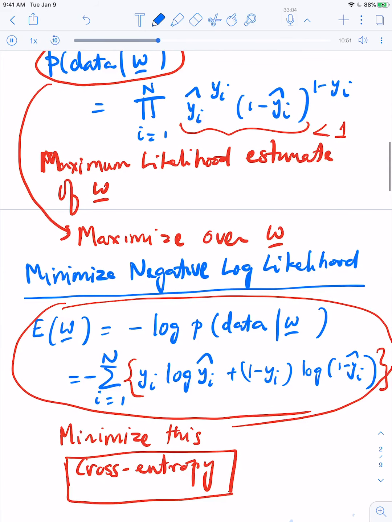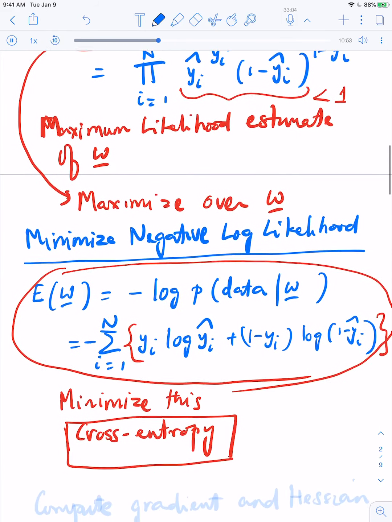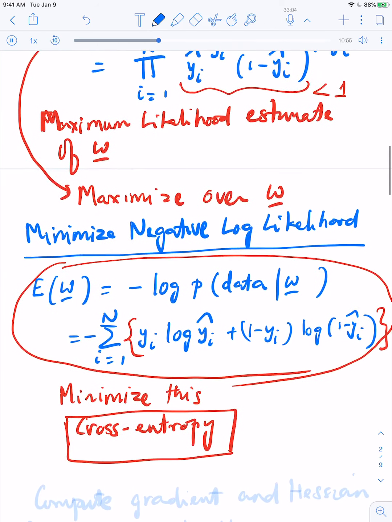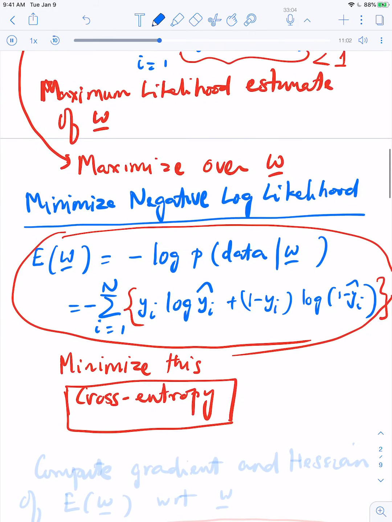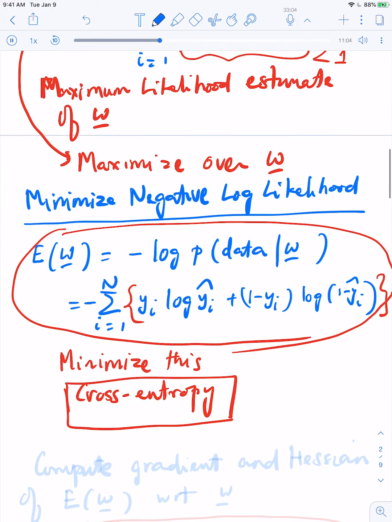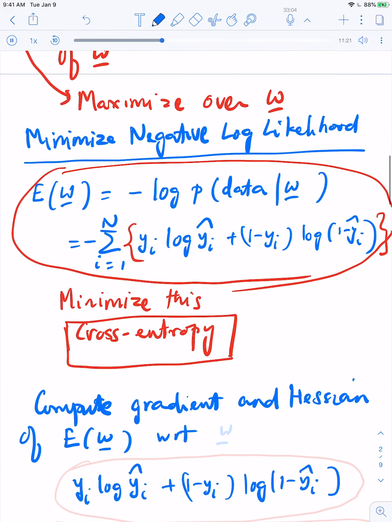Okay, so we are going to use Newton's method to minimize this cross entropy, and this would be a good time to go check out the video on Newton's method. Assuming you have done so, what we need to do now is to compute the gradient and the Hessian matrix of this cost function with respect to W.